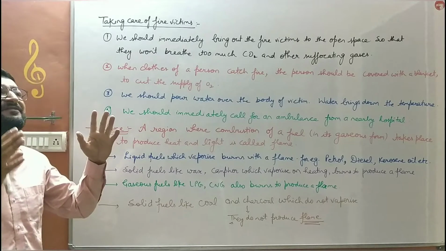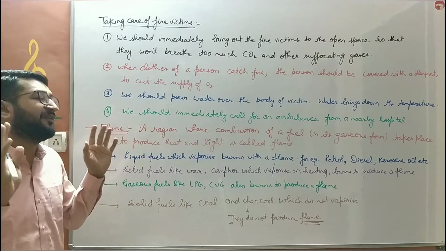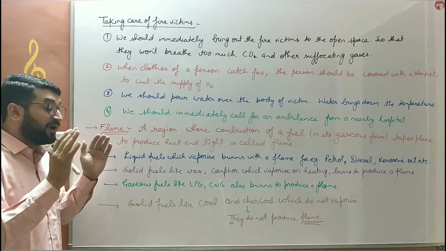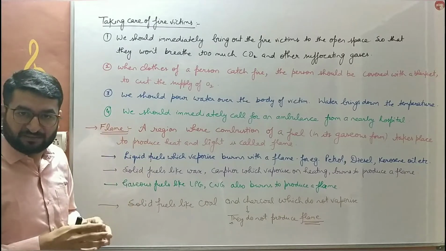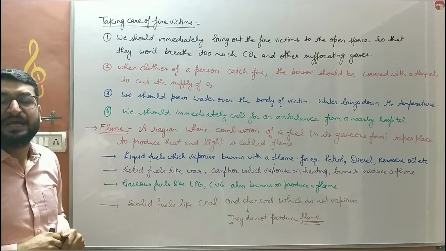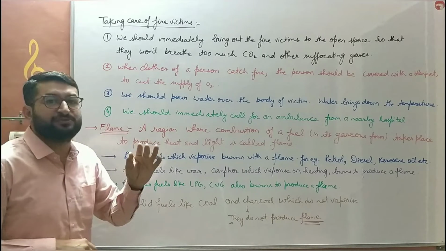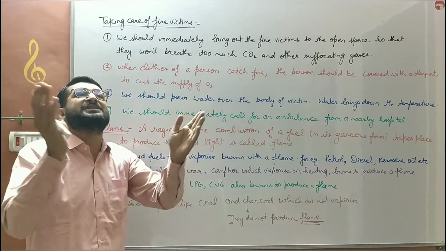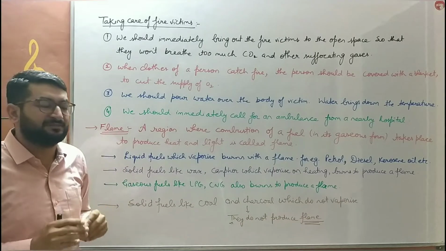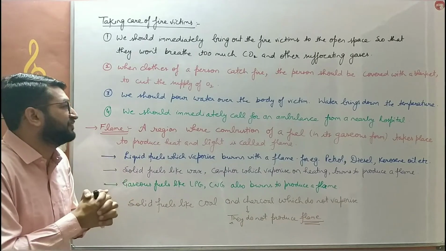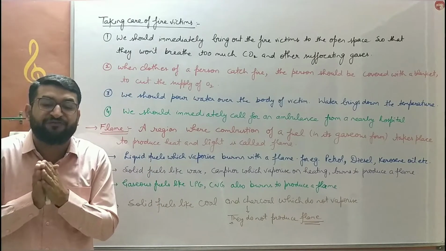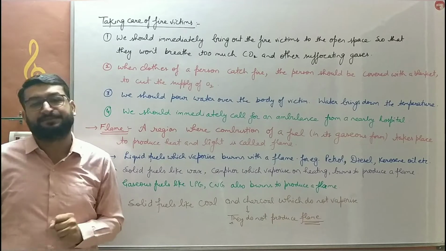So we must bring that fire victim to an open area so that the fire victim does not suffer from suffocation. We must cover the fire victim with a blanket so that the air supply, oxygen supply, is cut down and the body's fire gets extinguished, as well as that person cannot catch the external fire. Next, we should pour water over the body of the victim because water brings down the temperature of the body and protects the fire victim from blisters on the skin.